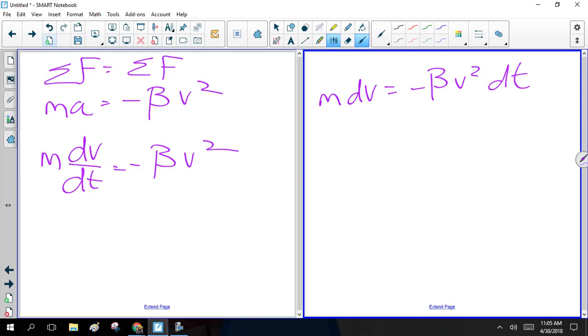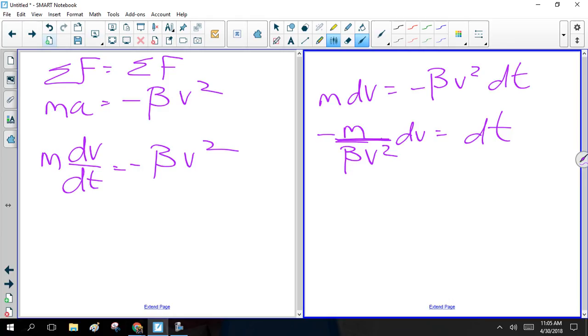It doesn't really matter. Which of those two things seems more intuitive? Do you want to move everything or just the v? Everything? Okay. So if you move everything over, you get negative m over beta v squared, nope, sorry, one over v squared dv equals dt, right?